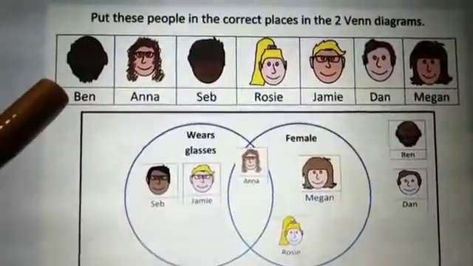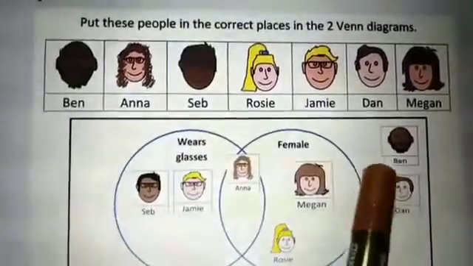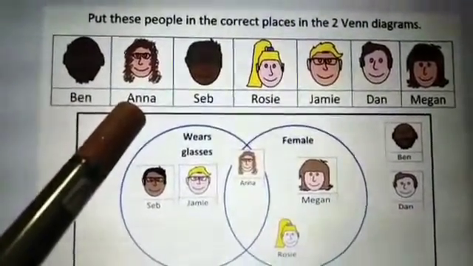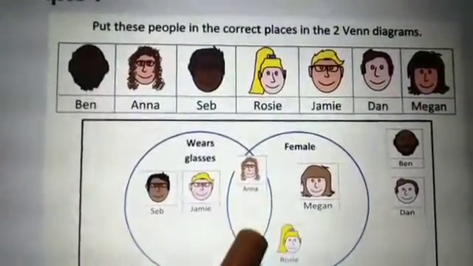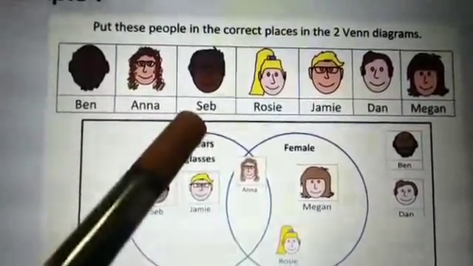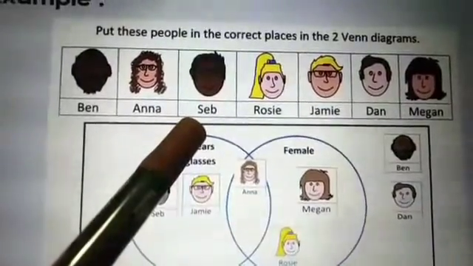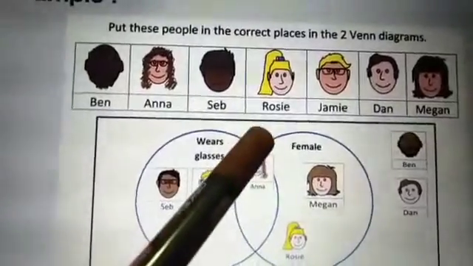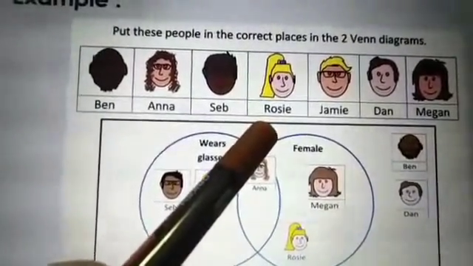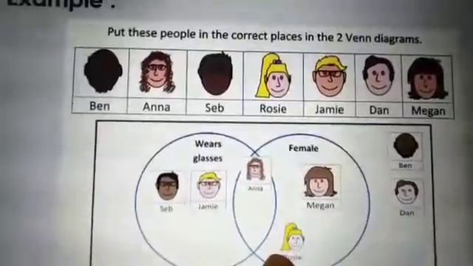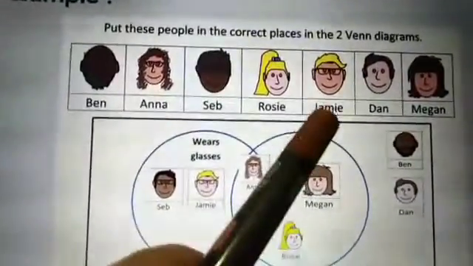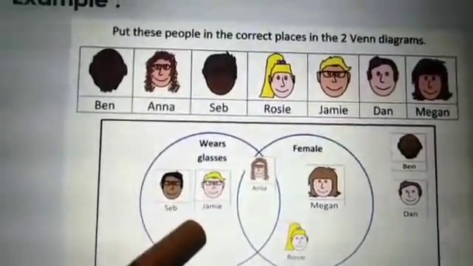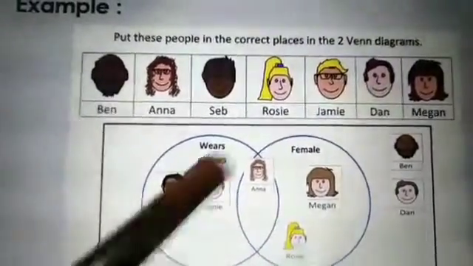Ben doesn't wear glasses and is not a female, so he is out of both circles. Anna wears glasses and is also a female, so she's in the overlap between the two circles. Seb wears glasses but is not a female, so he will be in the wears glasses circle. Rosie is a female but doesn't wear glasses, so she will be in the female circle. Jamie wears glasses but is not a female, so he will be in the wears glasses circle.